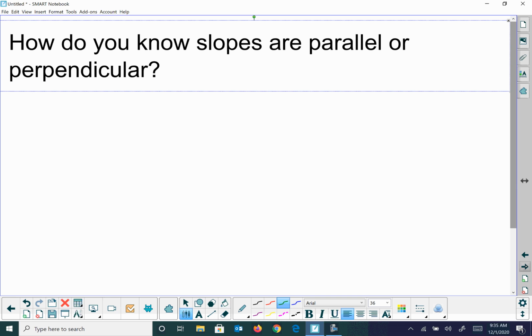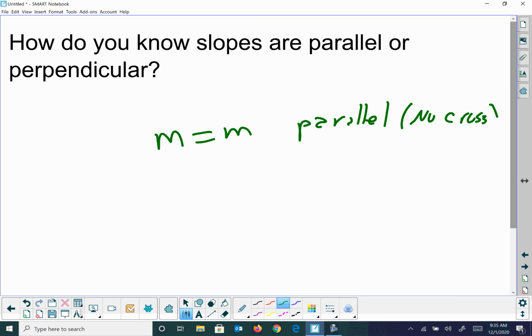Okay, so how do you know if slopes are perpendicular or parallel? Well, if you found the slope, if your slopes are equal to each other, you have parallel. It means they don't cross. So if I had a slope of 1/2 and another slope of 1/2 in equations, so those would be parallel. Or if I had like negative 5/3 and negative 5/3, those are parallel.